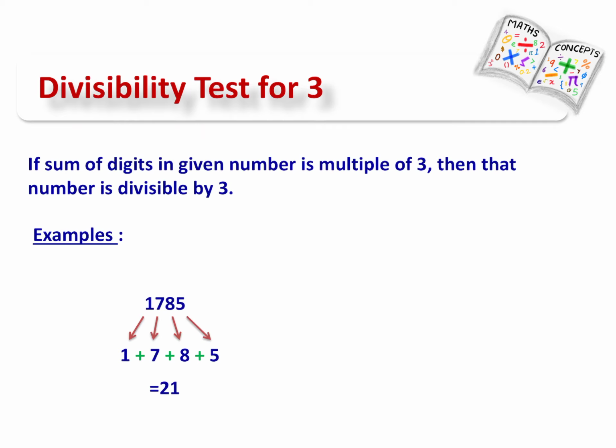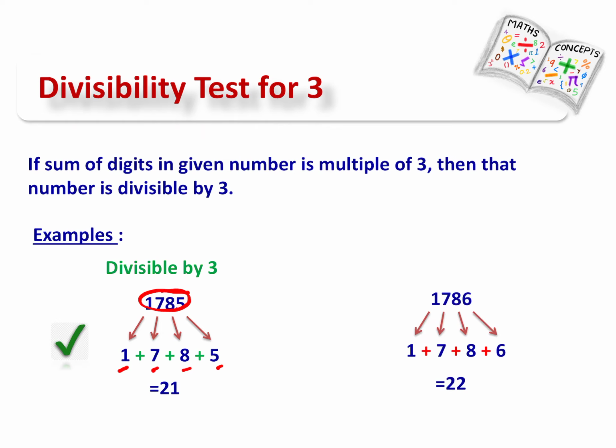Okay, here I am adding all digits, that is 1 plus 7 plus 8 plus 5 gives me 21, and we know that 21 is multiple of 3. 3 sevens are 21, right? And that's why we say that the given number 1785 is divisible by 3. Another example is 1786. Here addition of digits is 22, but 22 is not multiple of 3. We know that 3 sevens are 21 and 3 eights are 24, right? 22 lies between 21 and 24, so it is not divisible by 3, and we can see that number 1786 is not divisible by 3.